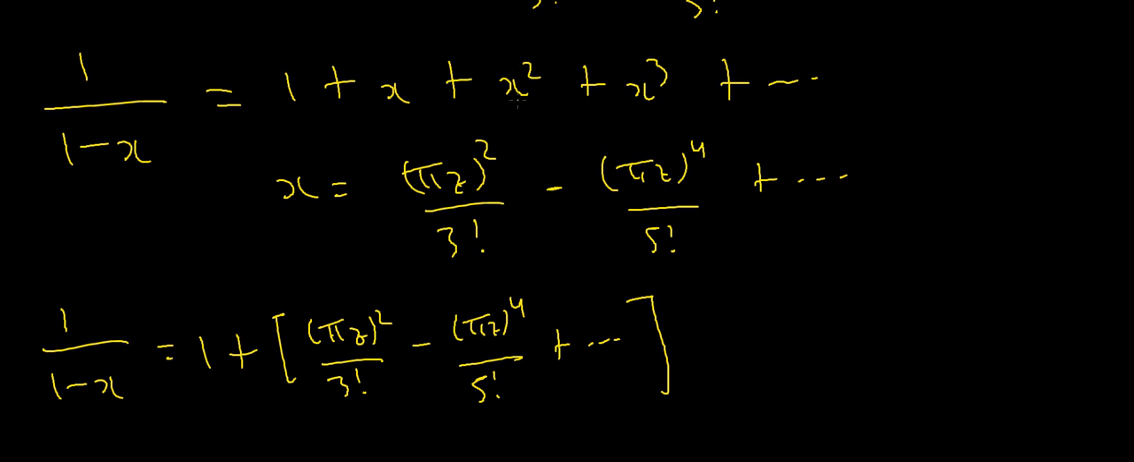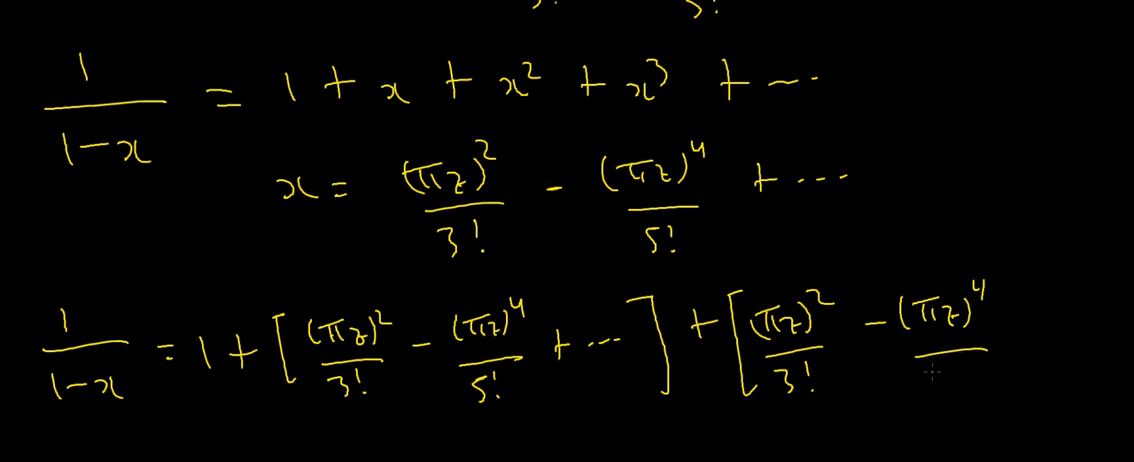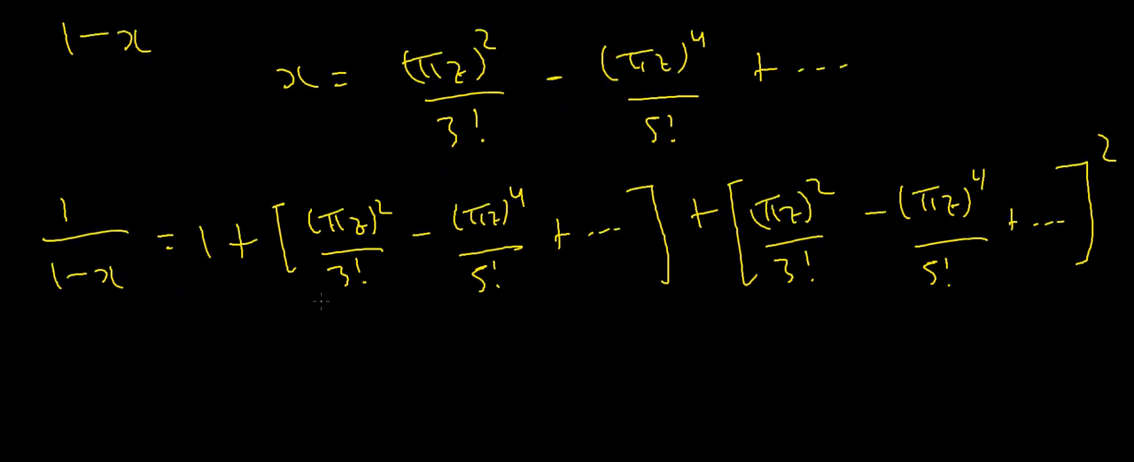And then I'm going to have to add x squared. So that's the same thing as the thing on the left, all squared. So that's pi z squared over 3 factorial minus pi z to the 4 over 5 factorial plus higher order terms, all squared. And what I'm going to do is collect the coefficients of z to the 0, which in this case is just going to be 1.